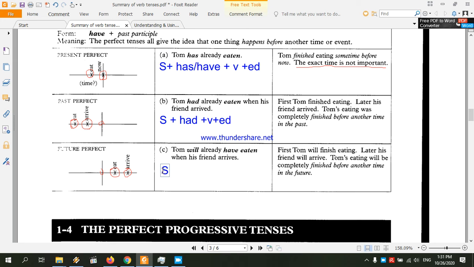The form, let me get the typewriter. Subject plus will plus have plus verb plus ed.